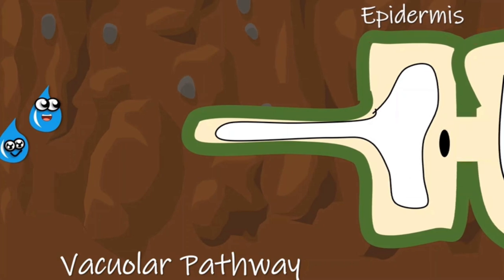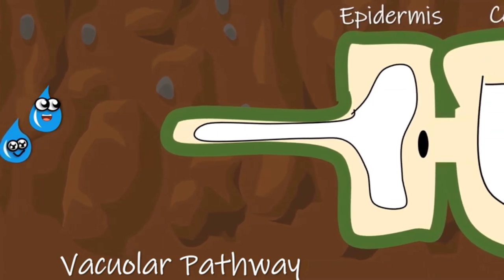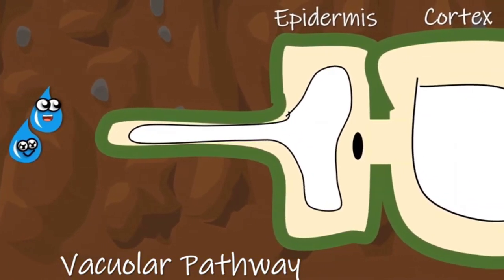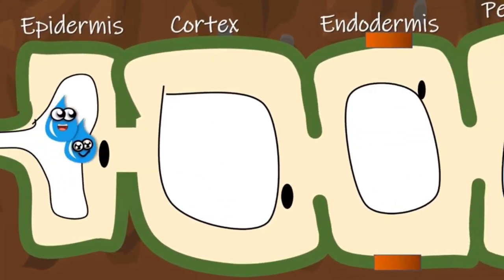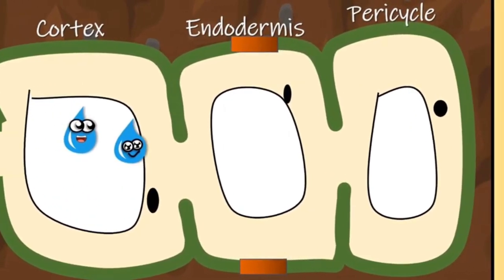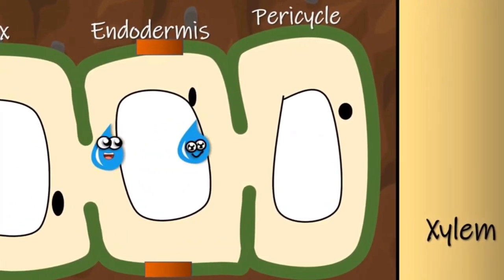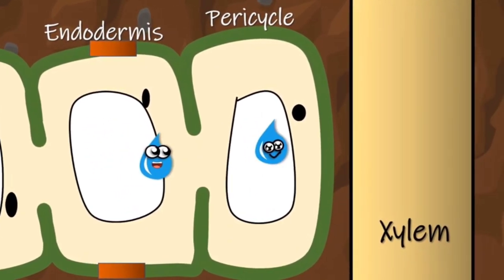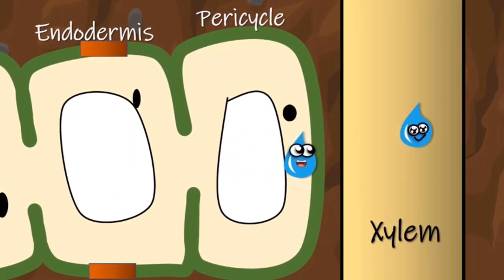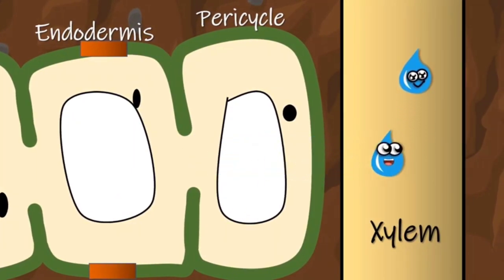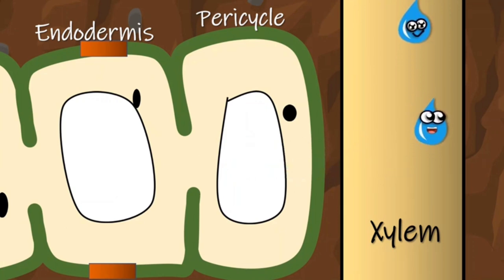In the vacuolar pathway, the water molecules travel from one cell to the other. It moves from the epidermis to the cortex, towards the endodermis, then the pericycle and the xylem, and finally reaches the stem and leaves of the plant. Although it may seem to be a straight route, the water molecules face high resistance during this transport. Thus, this pathway is hardly used.